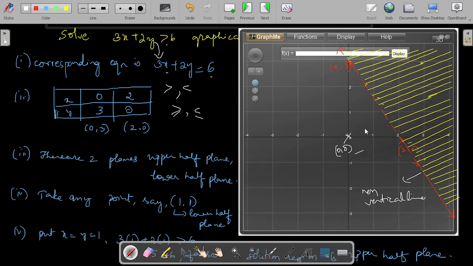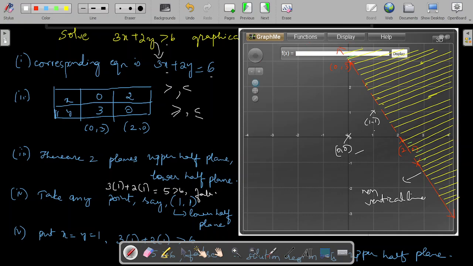0, 0 comes below the line. Or else if you want to take 1, 1, 1, 1 also comes below the line. Here I have taken 1, 1. So take 1, 1 and substitute in the inequality. First you have to see where this 1, 1 lies. 1, 1 lies in the lower half plane. Substitute in the inequality, that is 3 into 1 plus 2 into 1 is equal to 3 plus 2 is 5 greater than 6. Is it true? It is false. 5 is not greater than 6.